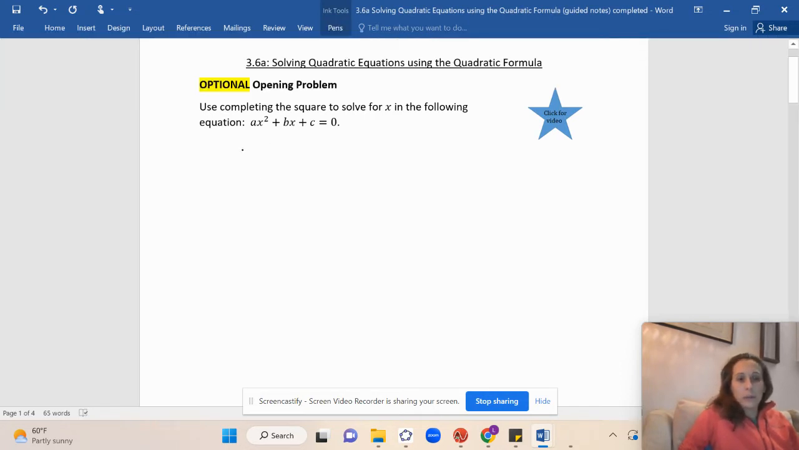To do that, as you learned previously, you want the coefficient of x squared to be 1. So we're going to begin by dividing each term by a. That gives us x squared plus b over a x plus c over a. And we also divide 0 by a, but that leaves us with this equals 0 here. And then to complete the square, we will subtract c over a from both sides to give us x squared plus b over a x equals negative c over a.